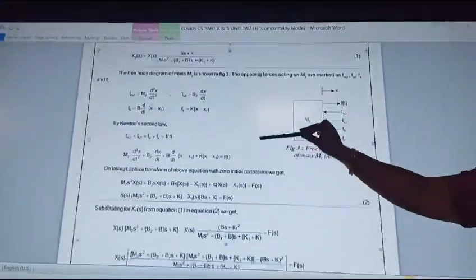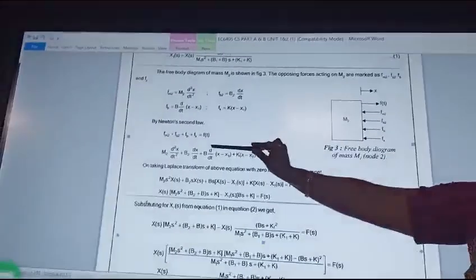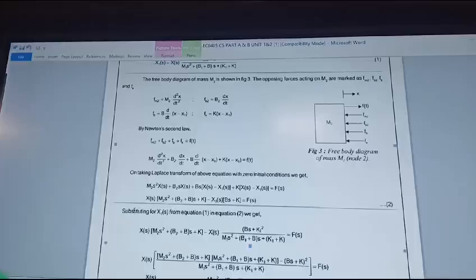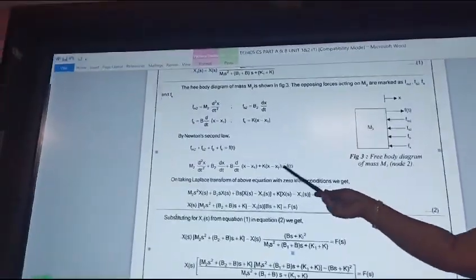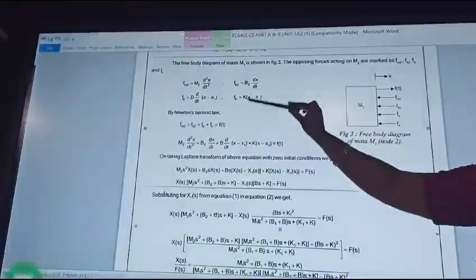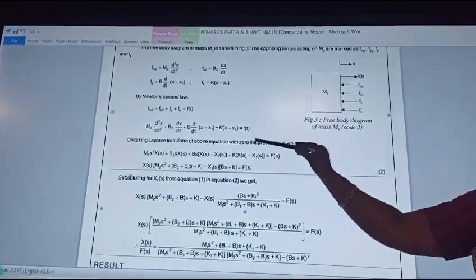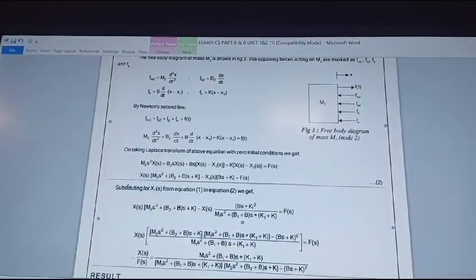According to Newton's second law, the applied force equals the opposing forces. Here the applied force is F of t, so F of t is equal to all these forces added together. Substitute all the force balance equations and you will get this type of equation. Again, you apply the Laplace transform with 0 initial conditions.